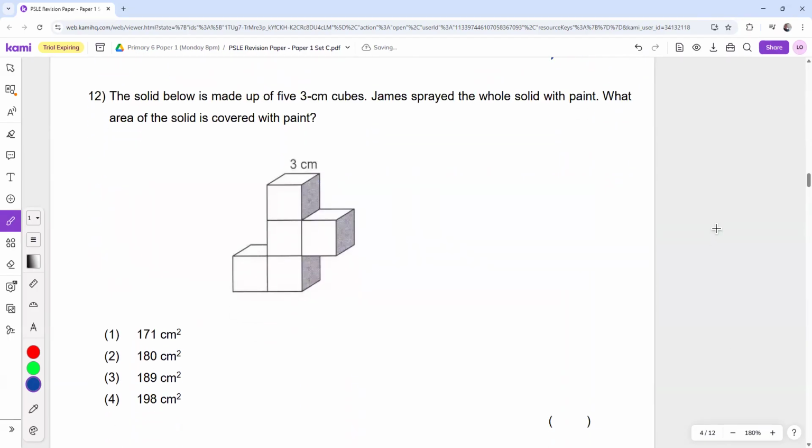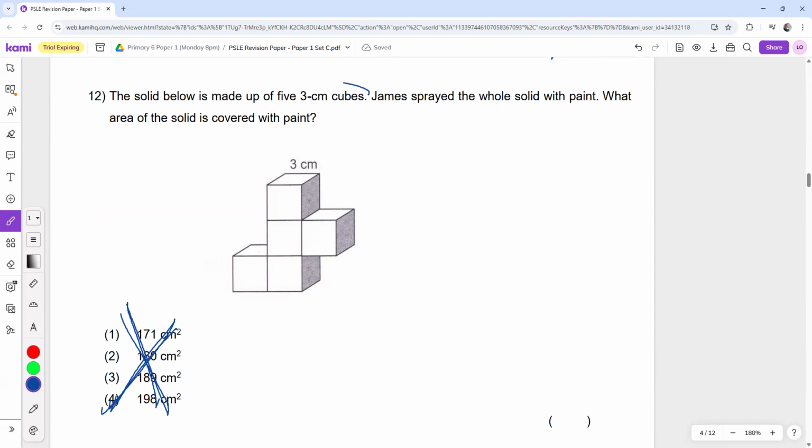Okay, question 12. Now, question 12, there's an error in the answers. Do you manage to find any answer there? There's an error in the answer, but you can still get the answer. Just that there's no 1, 2, 3, 4 here. Okay, let's see whether you get something like this.